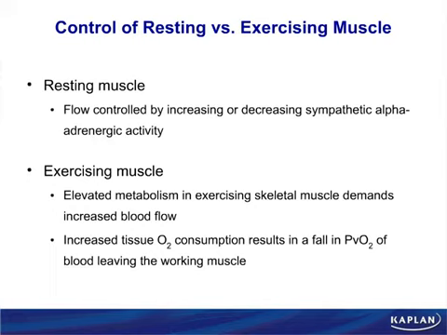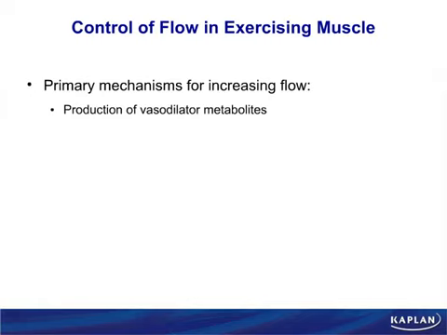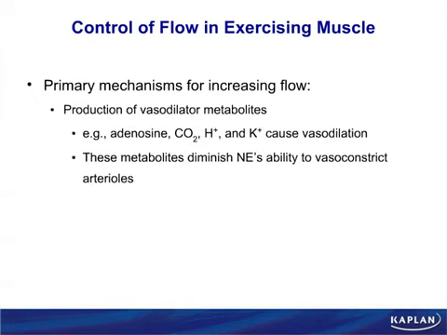increase extraction. So as I indicated, there's going to be a big increase in blood flow in exercising muscle, and it's the vasodilator metabolites. They are the big players here. Same ones we mentioned before: adenosine, CO2, hydrogen, potassium, all of these cause vasodilation. In addition, these metabolites will diminish norepinephrine's ability to vasoconstrict arterioles. You know that when we exercise, we turn on the sympathetic nervous system. It's a very important physiologic response in order to deal with this big stress of exercise.